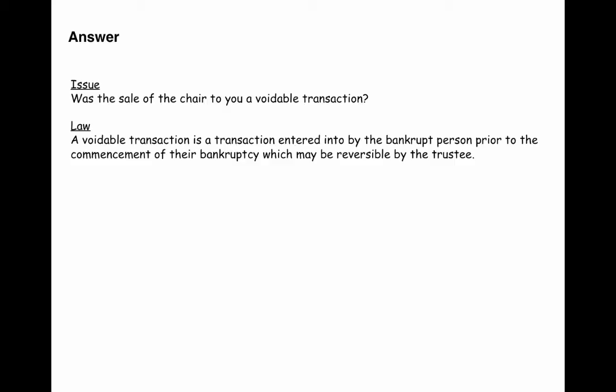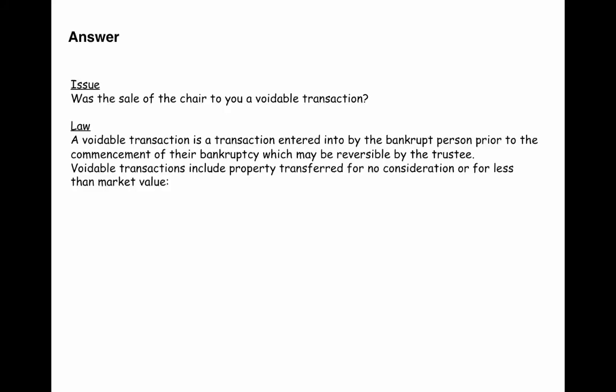Here's an even better answer. Issue: was the sale of the chair to you a voidable transaction? Under law, rather than list every single type of voidable transaction, this answer focuses upon the one that's relevant. It also begins with a nice, clear, simple overview statement about what a voidable transaction is. A voidable transaction is a transaction entered into by the bankrupt person prior to the commencement of their bankruptcy, which may be reversible by the trustee.